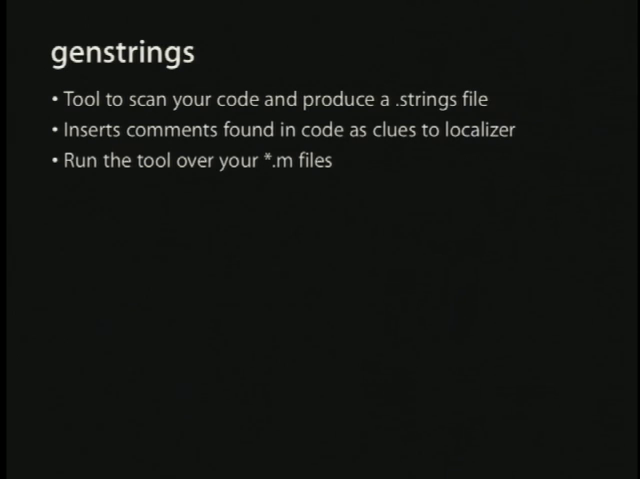And then after you're done, you can run genstrings to get that whole strings file and pass that off to be localized. It inserts those comments that you saw in the NSLocalizedString method into the strings file as a hint to your localizers, so they know what it is that all the strings are going to be used for. And yeah, you run the tool over all your .m's, and it grabs all your strings out and puts them in one place so that they can all be localized at once.